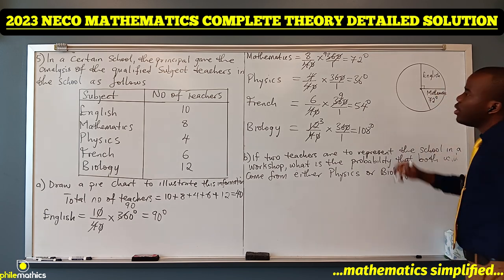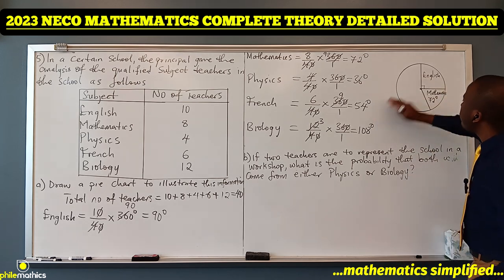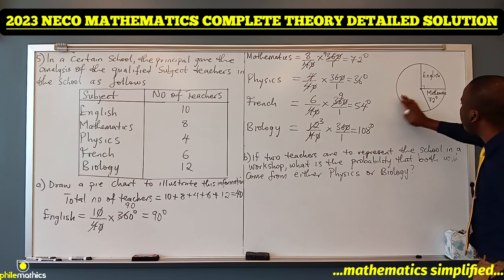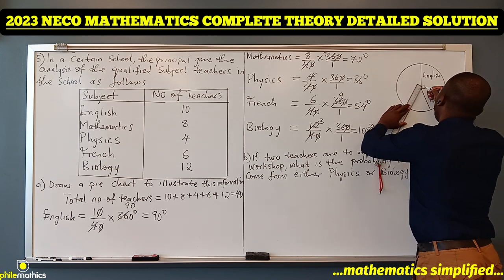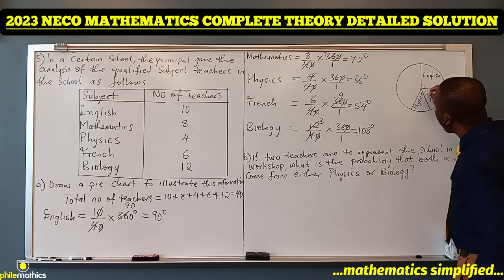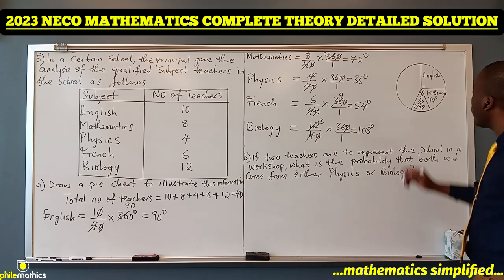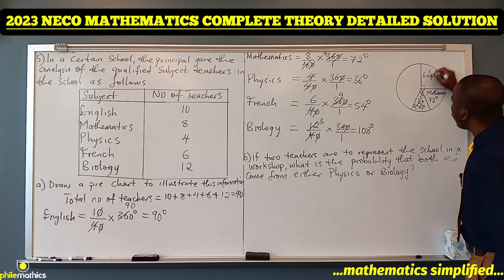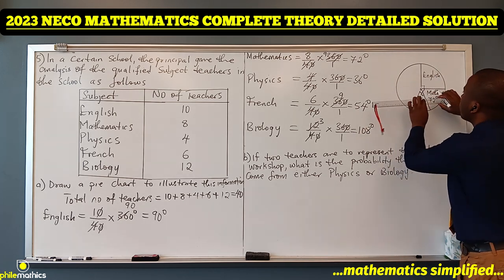72 degrees. The next is physics. What do you do? You take your protractor, you invert it, you place the straight line here facing this side, you read from 0 to 36. So 36 will be around here. And this is physics, 36 degrees. That is this. The next is French, 54 degrees, same thing. You place your protractor here, the straight line goes like this. You read from 0 to 54 degrees. You sketch.